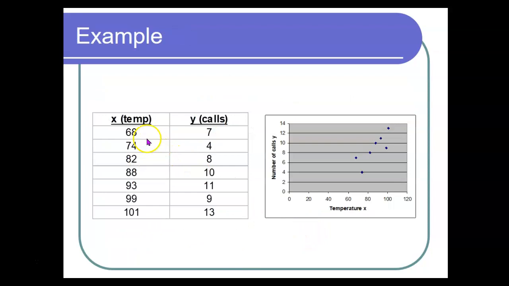So if we do that here for this set of data, there's going to be 7 dots on the graph, one for each pair of numbers. So each one of these, you go over to whatever X is and up to whatever Y is, and you put a dot there. So right now I'm pointing to the dot for 68, 7. 74, 4 would be this one here. 82, 8 would be here. 88, 10 would be this one here. 93, 11 would be this. 99, 9 would be this one. And 101, 13 would be this one here.